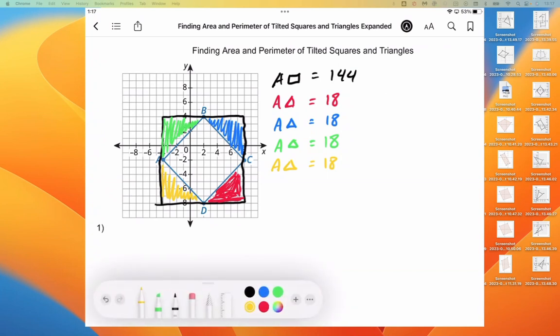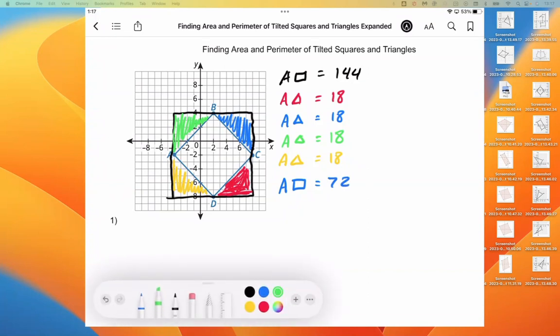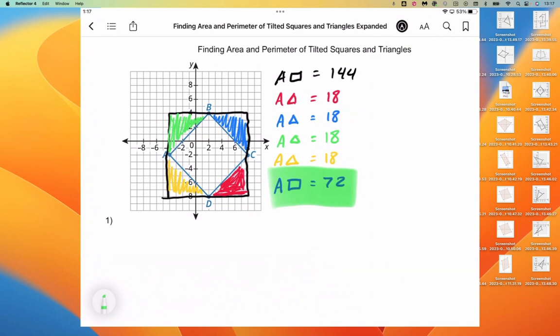So to finish this up and to find the area of the blue square, we've got to take the area of the black square that we created and subtract those 4 triangles. And so 18 4 times is 72, and 144 minus 72 is 72. So the area of that blue square is 72 square units.